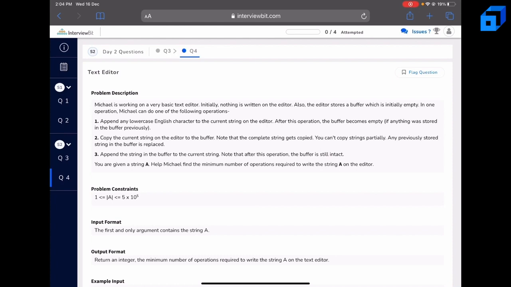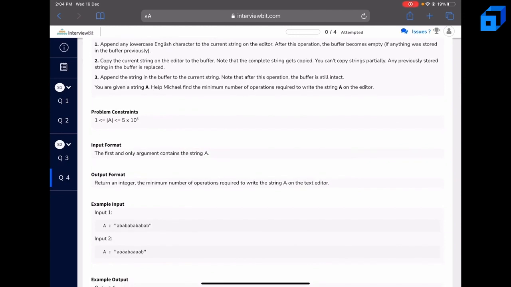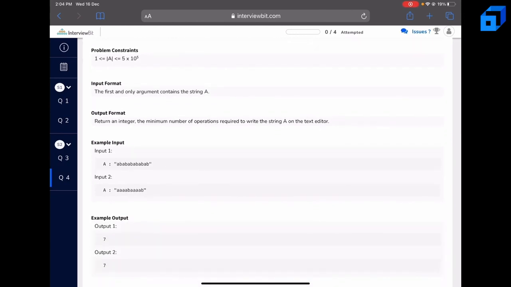You are given a string A. Michael needs to find the minimum number of operations required to write the string A on the editor. And the length of A is around 5 times 10 to the power 5, the maximum case. So for example, if the string is AB, AB, AB, AB, AB, AB. So we have 6 ABs.